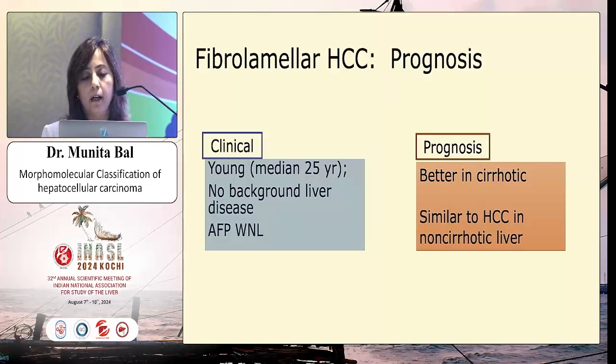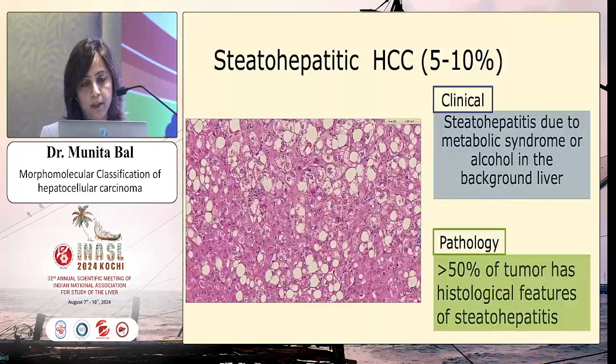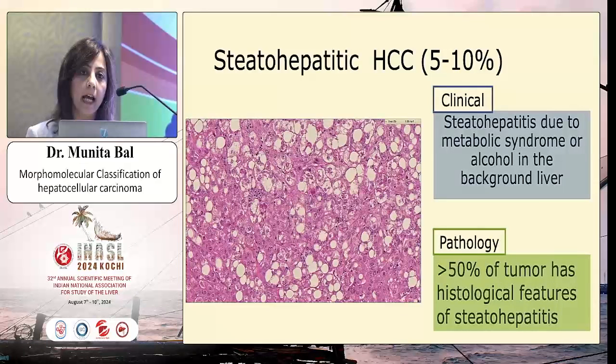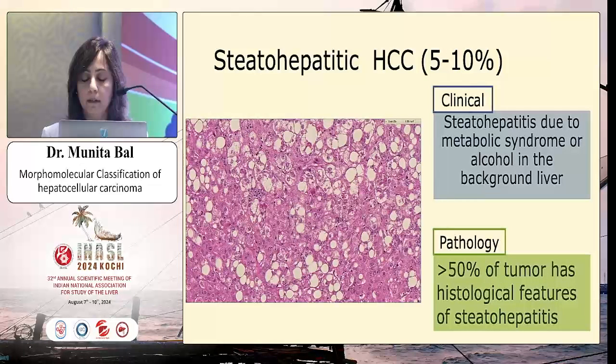Prognosis-wise, this is a distinct clinico-pathologic entity, but its prognosis in a non-cirrhotic liver is similar to a conventional HCC, but is better in cirrhotic patients. Then another type is the steatohepatic type, which occurs in the clinical syndrome of metabolic syndrome, in a clinical setting of steatohepatitis, NASH or alcoholic liver disease.